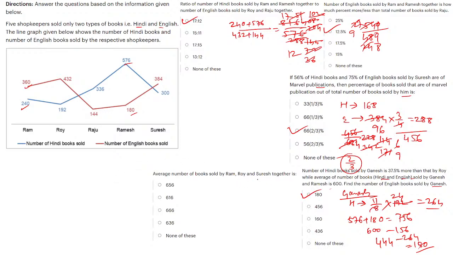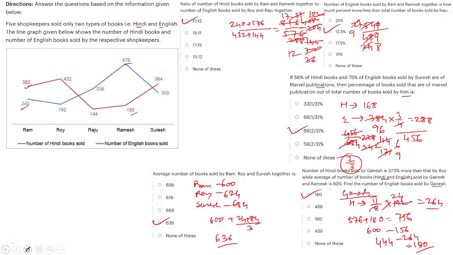Average number of books sold by Ram, Roy and Suresh together. Ram, total number of books. So Ram total books, that is 600, right? Roy total books, that is 424, then 624, right? And Suresh, that is 684, right? So 600 is common, the average part, that is plus 24, 84, and divided by 3, that means 108, means 36. So 636 is the answer.